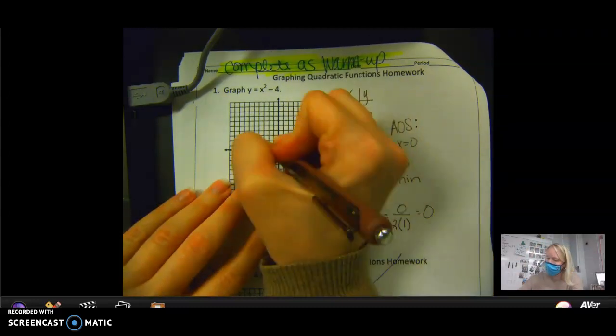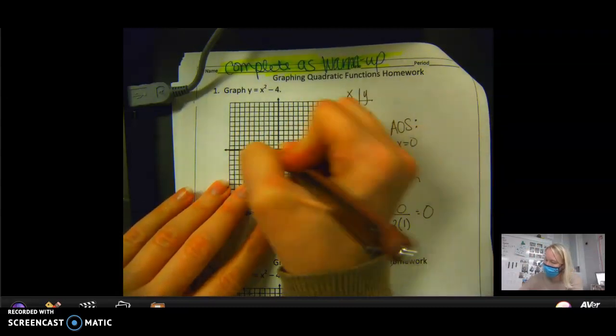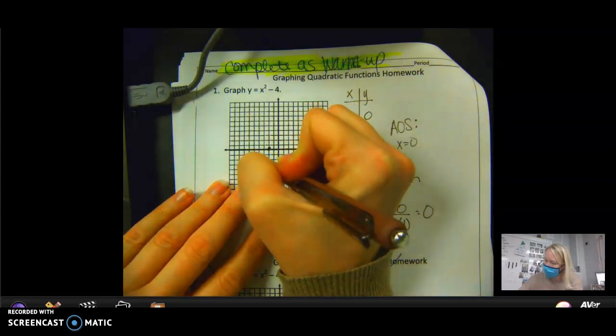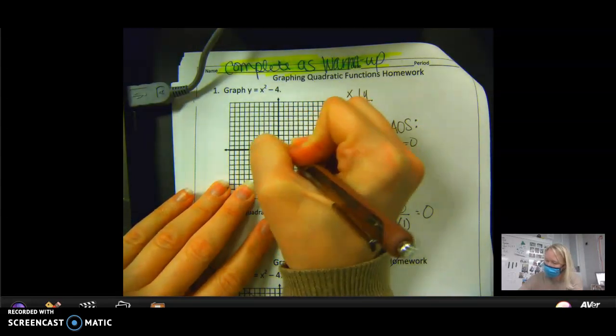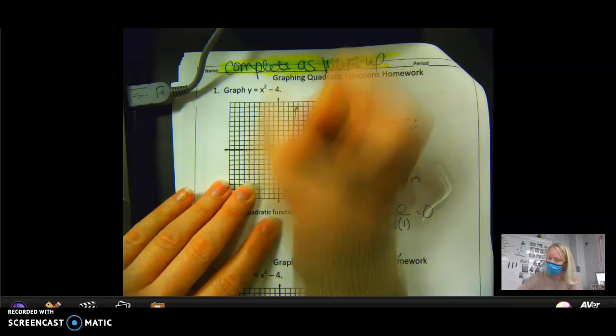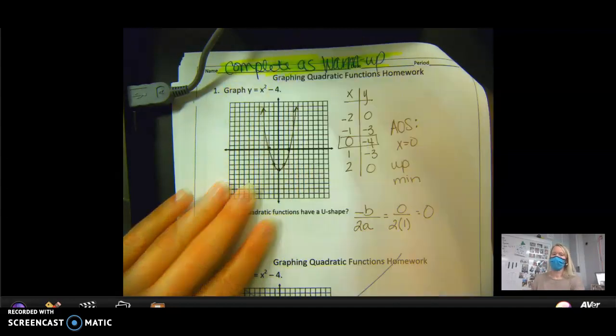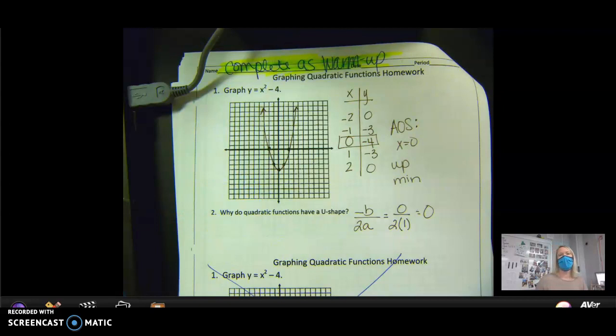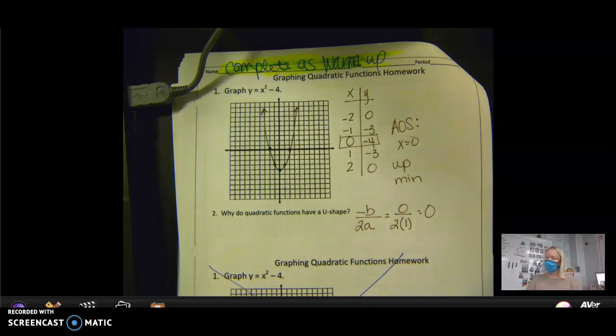And then I'm going to graph it. We should see that it mirror images, and then we have a U shape. Okay, are we good with that? Any questions? Okay, go backwards one page.